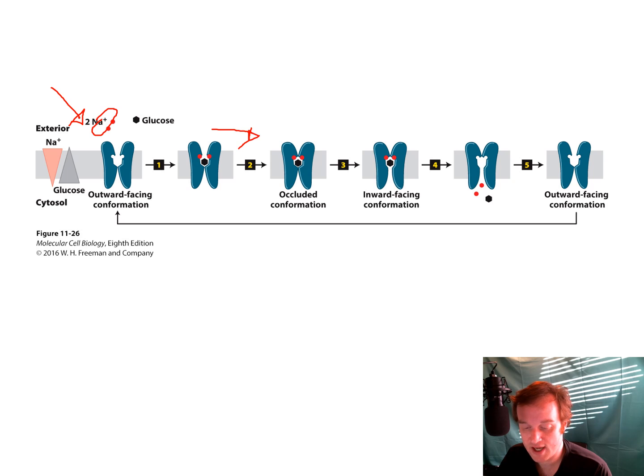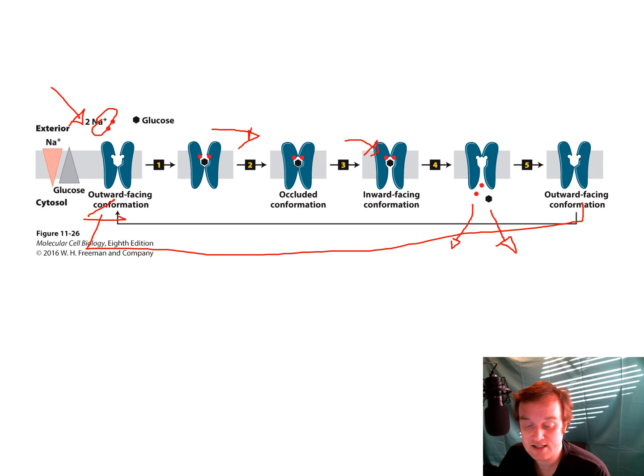So we now have it opened to neither side at this point, where we have an occluded conformation, and then it will change to an inward-facing conformation over time. Once this occurs, this allows the dissociation of the sodium ions as well as that glucose, and releasing of these reverts it back to the original conformation that was facing the exterior, and then we repeat.